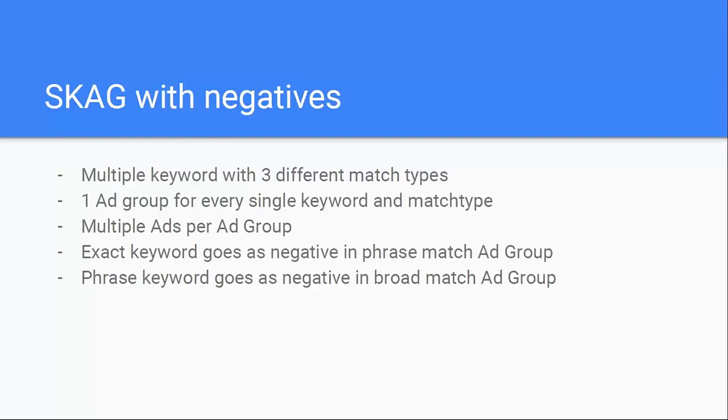So Sam refines the structure a little bit more. Right now she will have single keyword ad groups with match types as well as negatives in them. So there are multiple keywords with three different match types, one ad group for every single keyword and match type. But in this structure, the exact keyword will go as a negative in the phrase match ad group, and the phrase match will go as a negative in the broad match ad group.